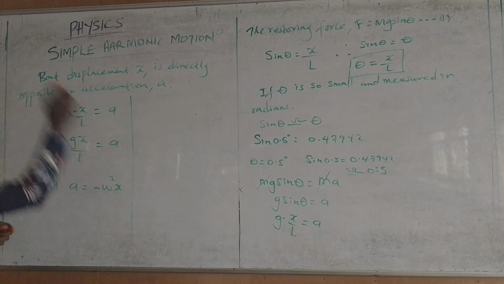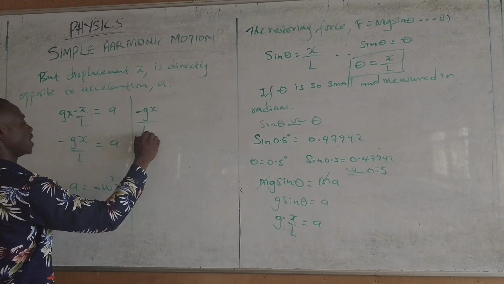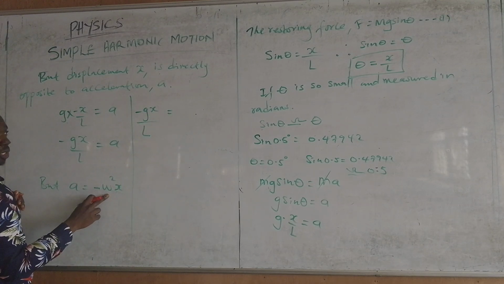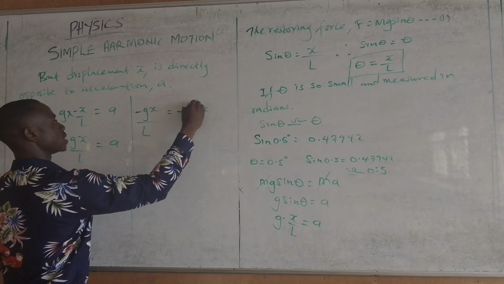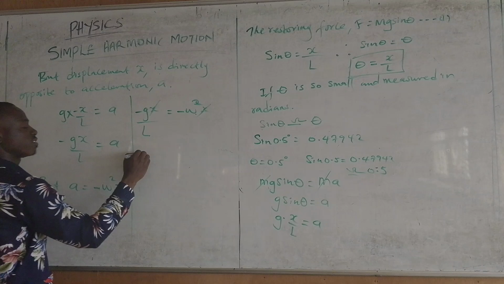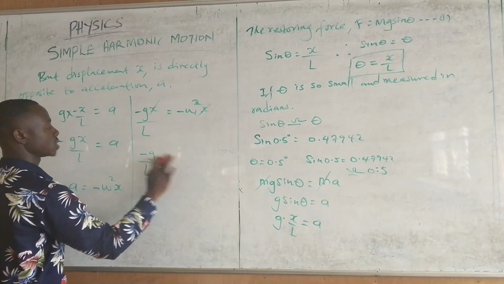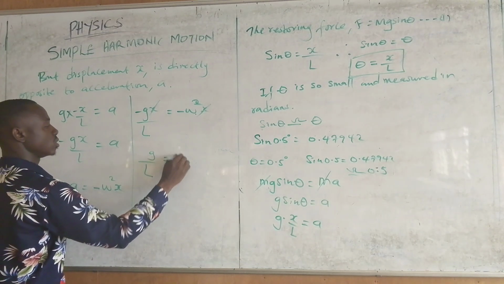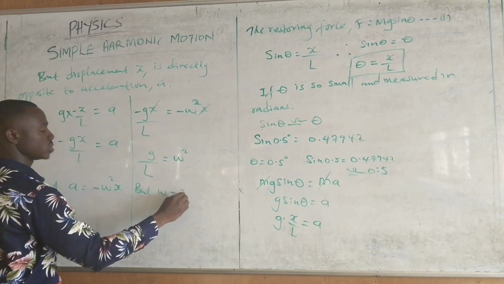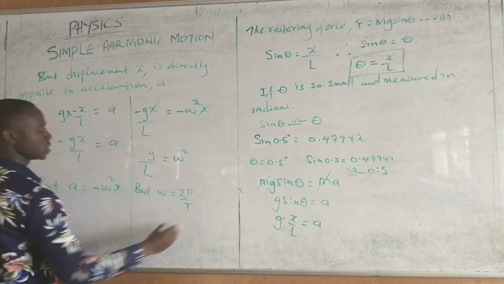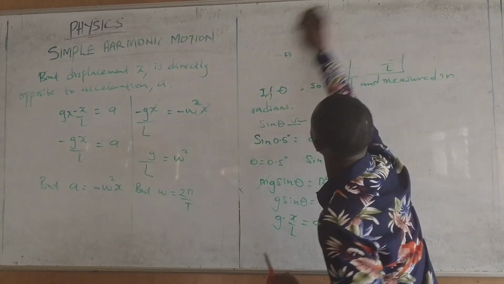So what is the implication of this? We come back here. Minus Gx over L will now be equal to, so substitute this one now. What is A? Minus omega square x. Now this can cancel out. So we have G over L equals omega squared. But you also remember that omega equals 2 pi over what? Over T. Omega equals 2 pi over T.